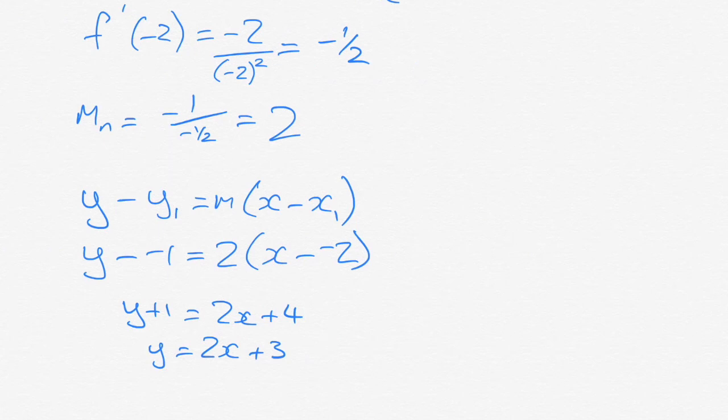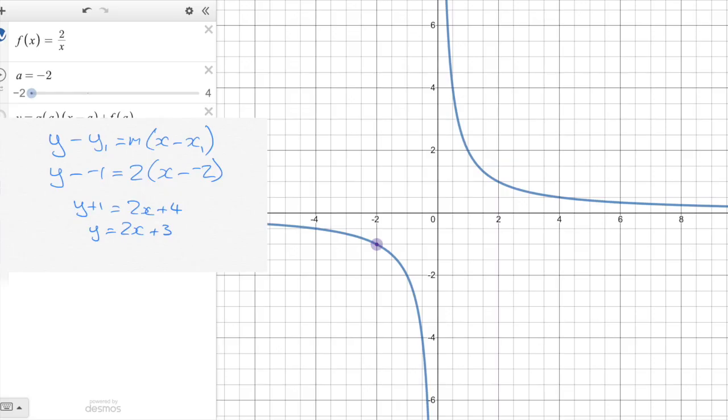But before I finish the video, let's actually type that into Desmos and double check that it makes sense in the context of the graph. This here is the function y is equal to 2 over x. And if I turn on my normal going through the point negative 2, negative 1, we can clearly see that this graph does have a gradient of 2 squares up for every 1 square across, and it's got a y-intercept of 3. So this is the line y is equal to 2x plus 3.